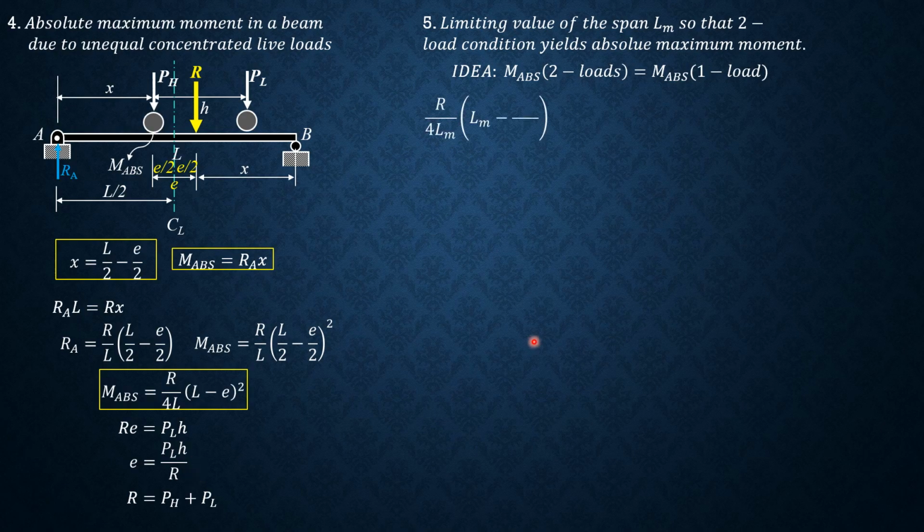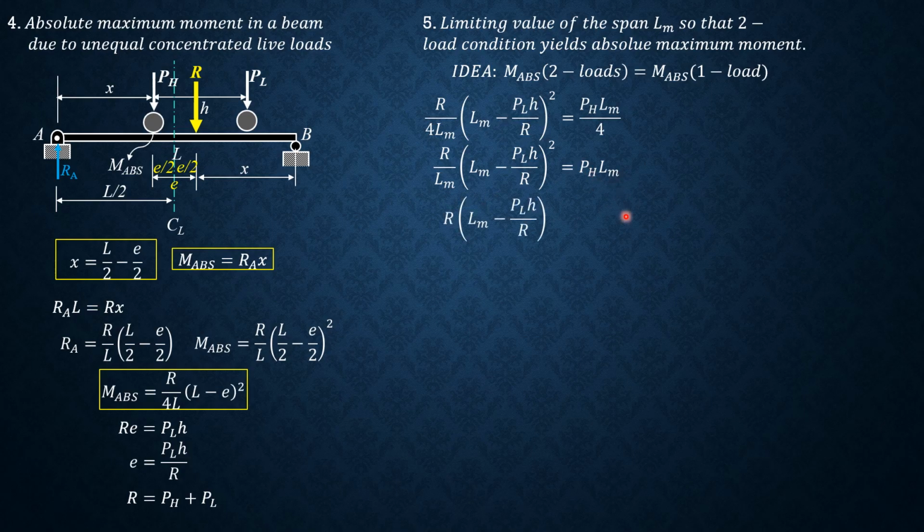P_L H over R. So R over 4 L sub M, based on this formula here when there are two loads, times quantity L sub M minus E, which is P_L H over R. I now replace it. Quantity squared equals, when there is only one load, P_H L_M over 4. We cancel 4. Then we have R times, cross multiply L_M there. So R over L_M times L_M minus P_L H over R squared equals P_H L. Cross multiply L_M to the right. So R times L_M minus P_L H over R squared equals P_H L squared M.